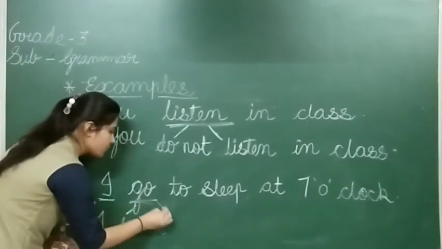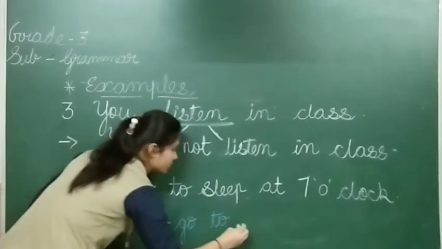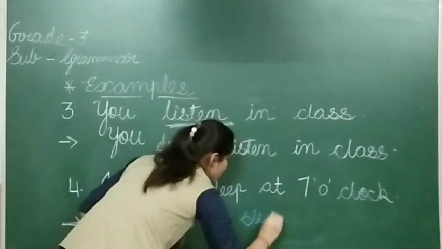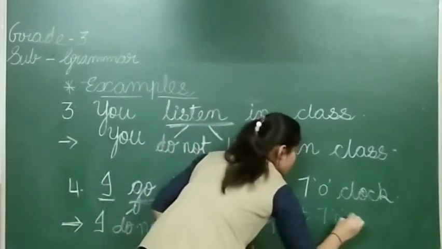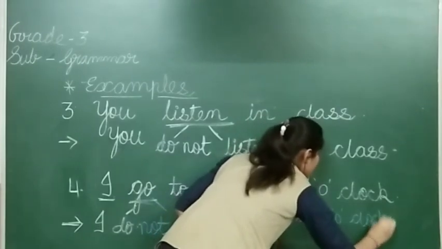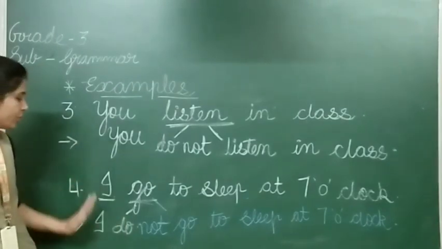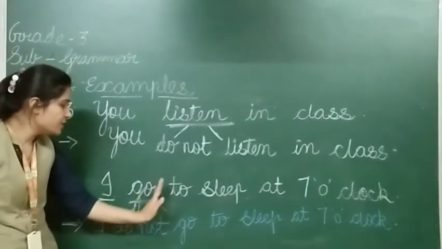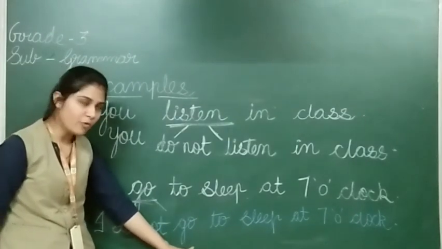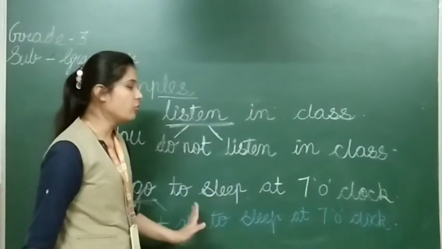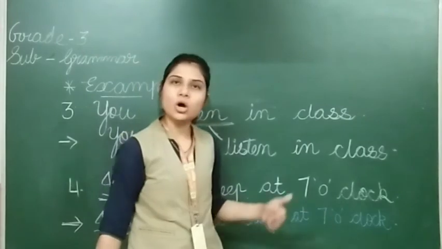Same as go, to sleep, at 7 o'clock. What we have done? For plural noun we have added do not and same as verb जो simple form verb लिखा हुआ है then we have written simple form of verb and rest of the thing we have copied down from the question. Means I do not go to sleep at 7 o'clock, right?